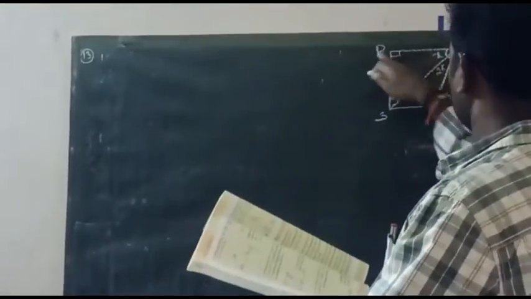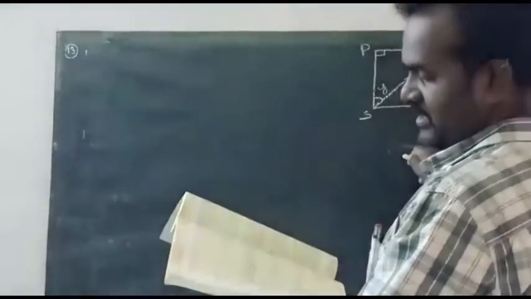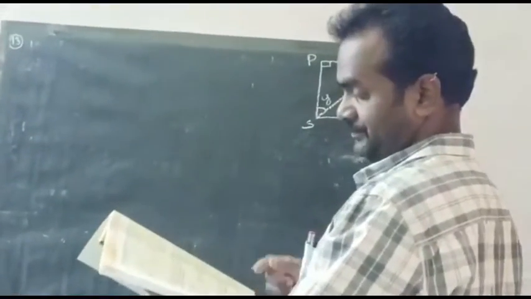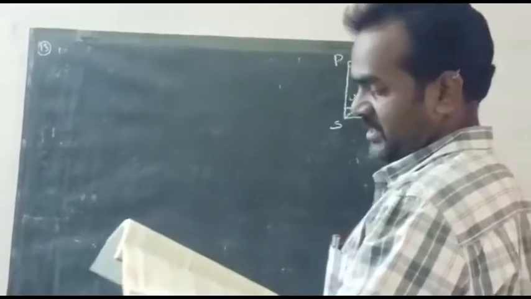Now see here. PQ is perpendicular to PS and PQ is parallel to SR. Angle SQR is equal to 28 degrees and this is T. Angle QRT is equal to 65 degrees. You can find the value of X and Y.